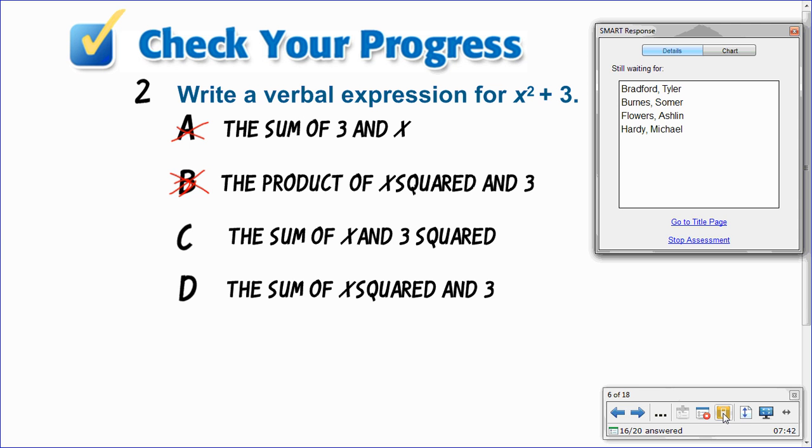We still have a few people who need to answer. Make sure you press enter. Make sure you're writing your answers on your card too.